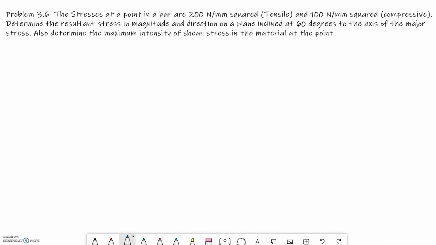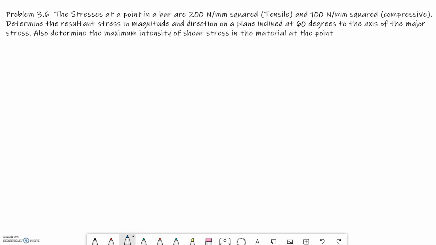Hi everyone, let's look at problem 3.6 from the textbook. The stresses at a point in a bar are 200 Newton per mm squared, which is a tensile stress, and 100 Newton per mm squared, which is a compressive stress. Determine the resultant stress in magnitude and direction on a plane inclined at 60 degrees to the axis of the major stress. Also determine the maximum intensity of shear stress in the material at the point.